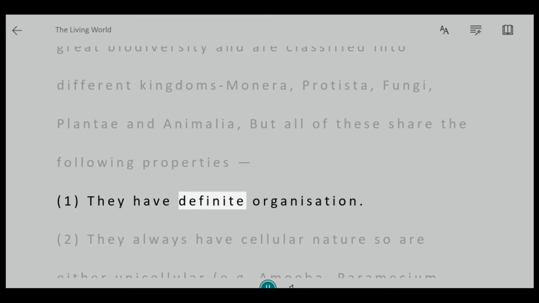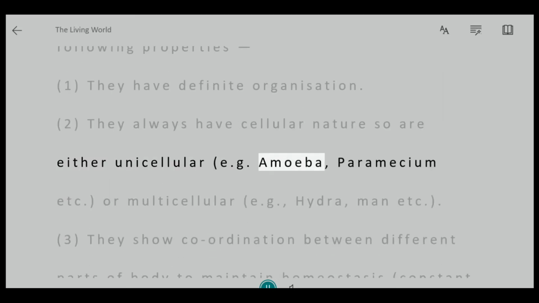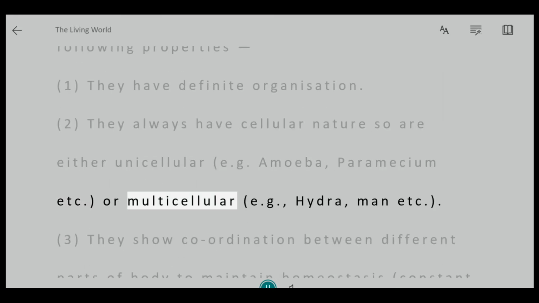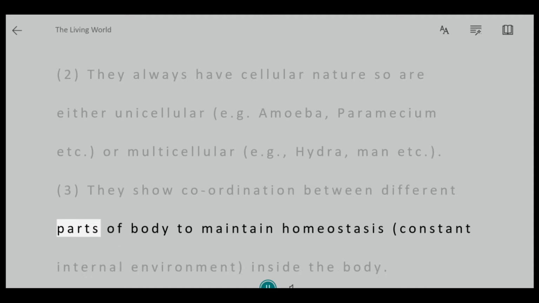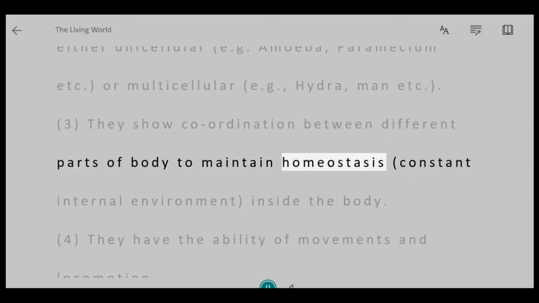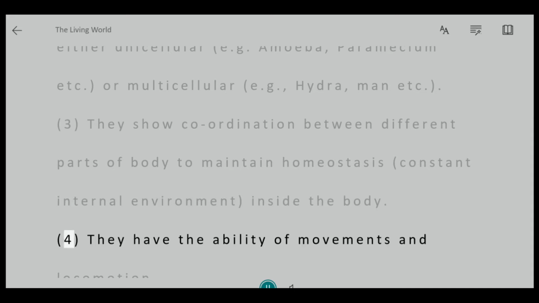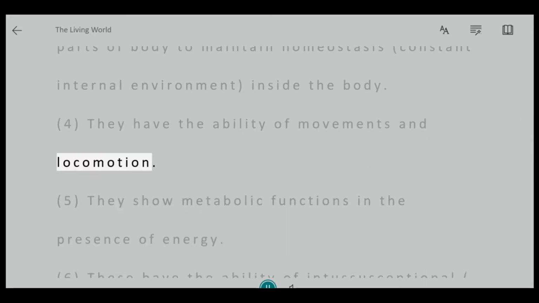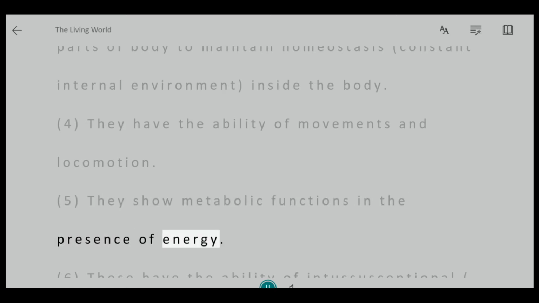1. They have definite organization. 2. They always have cellular nature, so are either unicellular, e.g. amoeba, paramecium, etc., or multicellular, example hydra, man, etc. 3. They show coordination between different parts of the body to maintain homeostasis, a constant internal environment, inside the body. 4. They have the ability of movements and locomotion. 5. They show metabolic functions in the presence of energy.